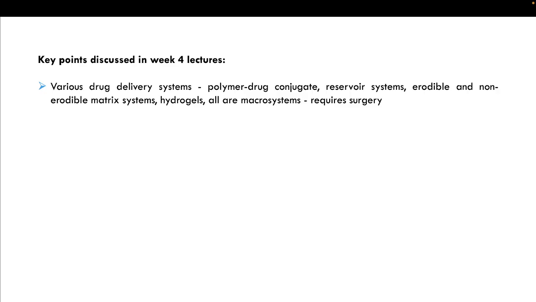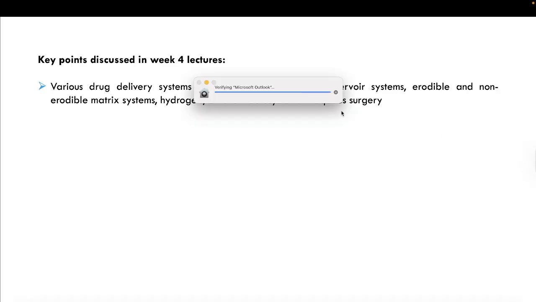And the point to note here is that all of the systems that we have discussed until now are macro systems. They require surgery to implant into the patient's body, and in some cases they require another surgery to remove as well.